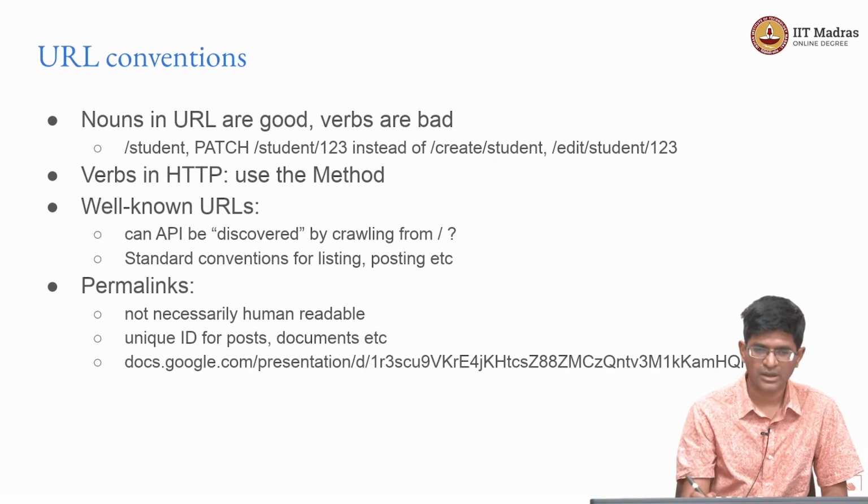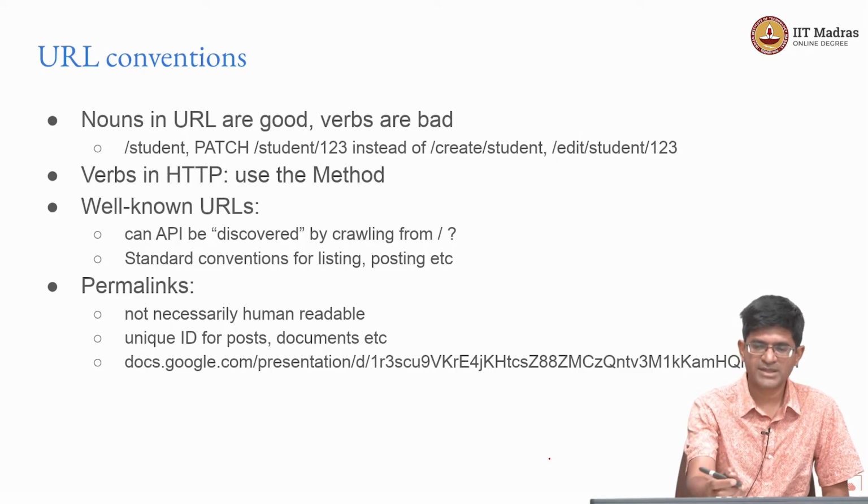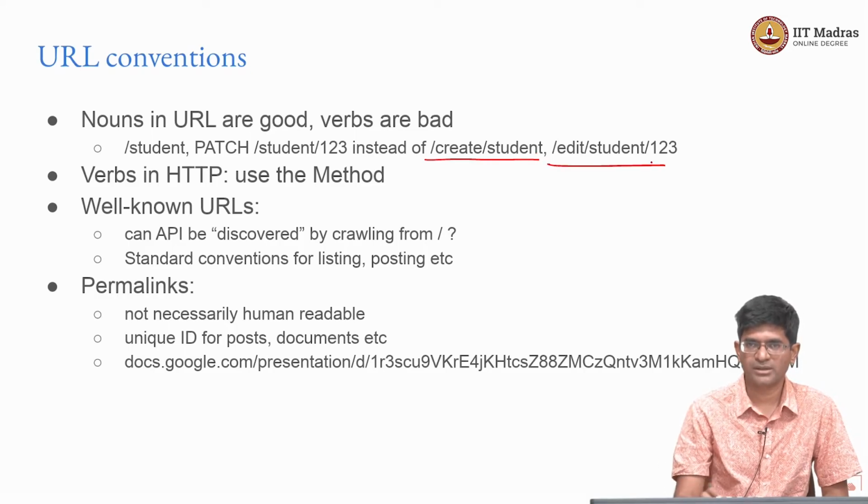So a little bit more on URL conventions, right? A general sort of rule of thumb is that nouns in the URL are good. This is once again related to the data entity oriented approach, right? We are sort of focusing our entire API naming mechanism around the idea of entities, okay? And generally speaking, verbs are bad. What I mean by that is, rather than trying to give things like create student, edit student and so on, right? Avoid having the verb directly as part of the URL.